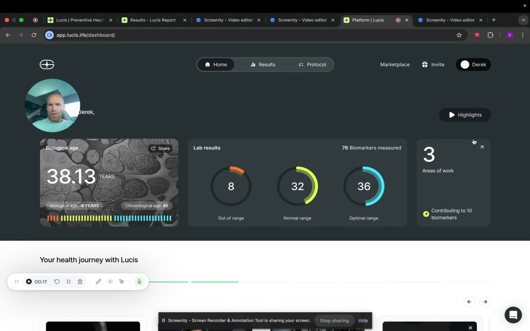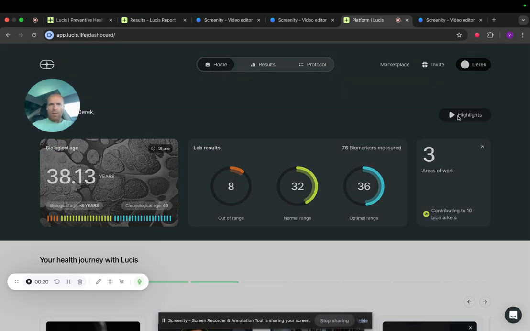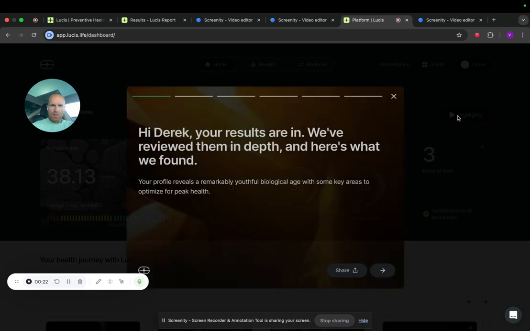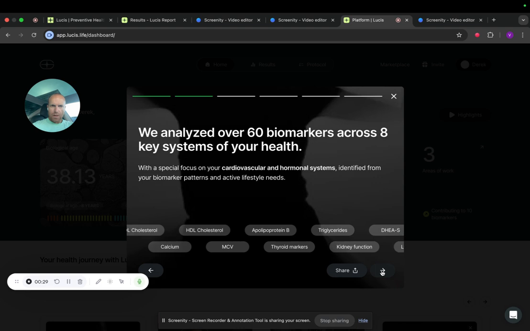So, where to start? When you first log in, you actually come to this highlights page. It's pretty nice, pretty slick, saying the results are in. Just gives a little bit of insight. They've analyzed over 60 markers.